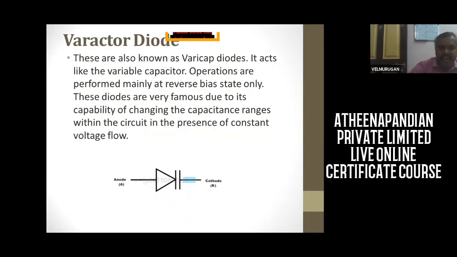Next, there is the varactor diode. I have already studied it here. There is a symbol with an anode and a cathode. It operates in the presence of a constant voltage. In the reverse bias state, with a constant voltage, there is the capacity of changing the capacitance range in the circuit. So the changing capacitance will come for the constant. We have already studied the circuit of this special type of varactor.